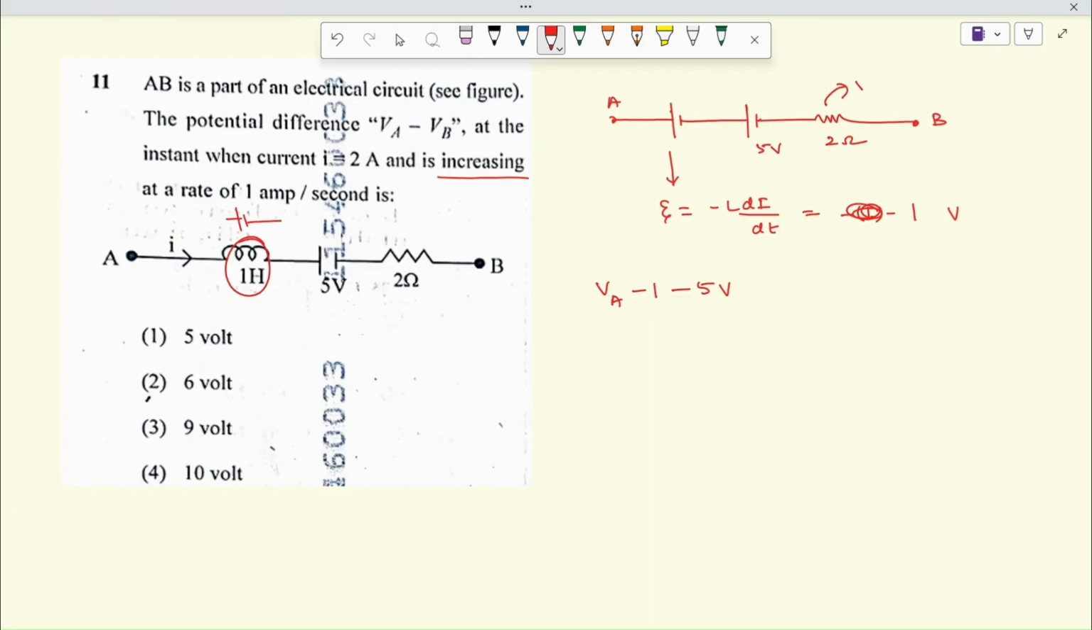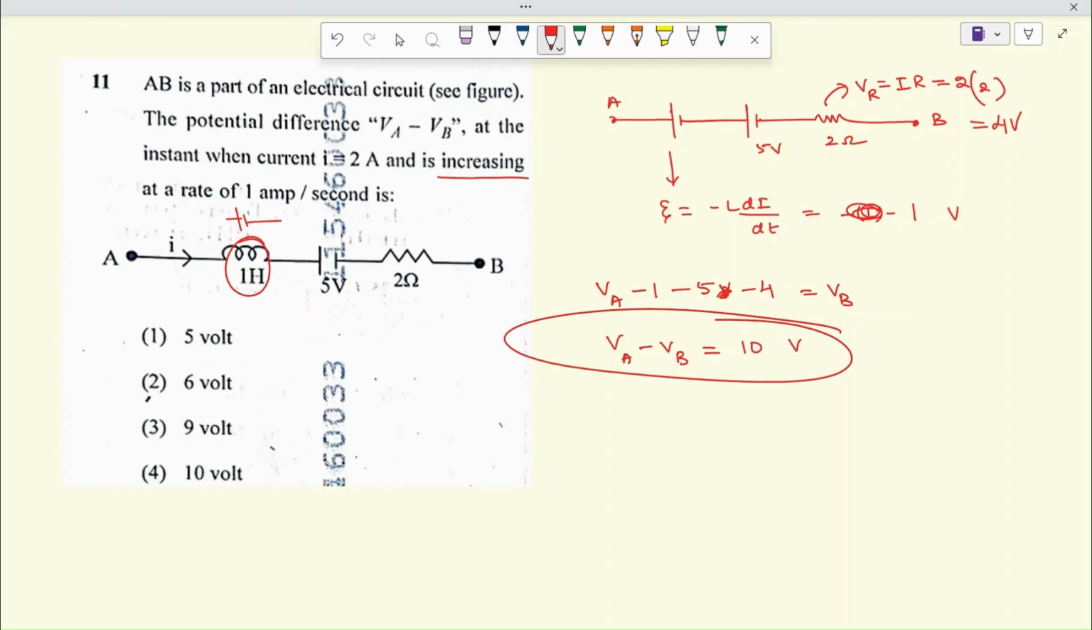Potential drop across the resistor is how much? I into R. Current is given 2 ampere and resistance is 2. So 4 volt across it. So minus 4 is equal to VB. Now rewrite the equation, VA minus VB is equal to, adding all these things, which becomes 10 volt. So answer is fourth option, 10 volt.